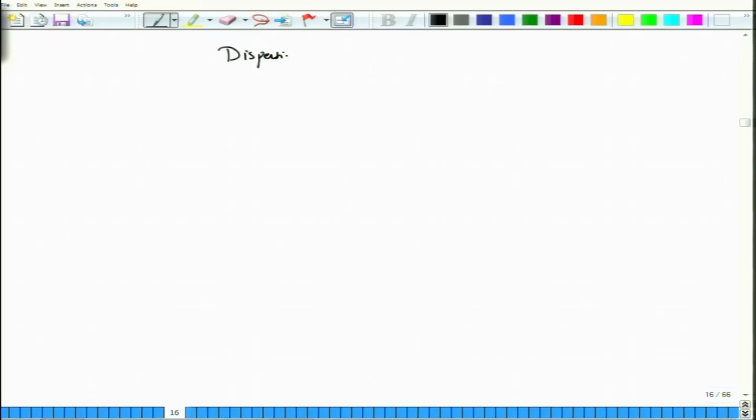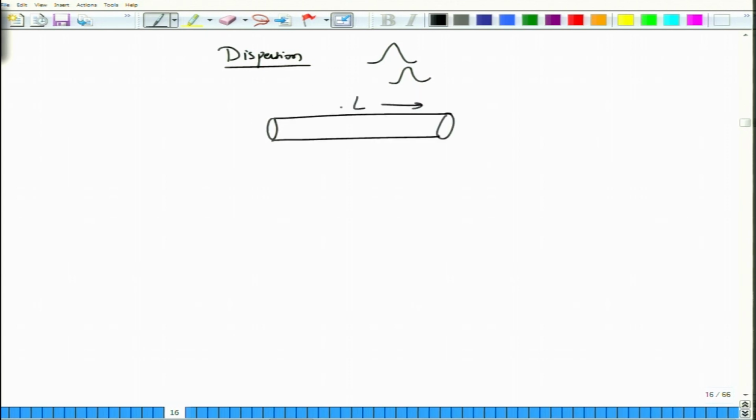How do we measure dispersion? What is the effect of dispersion? The effect of dispersion that we are interested in is the pulse broadening introduced by the fiber. So, one straightforward way is to put in a fiber of certain length L, and the length L should be an appreciable fraction of the dispersion length itself. If you do not have this L to be long, then you are not able to look at the dispersion effects.